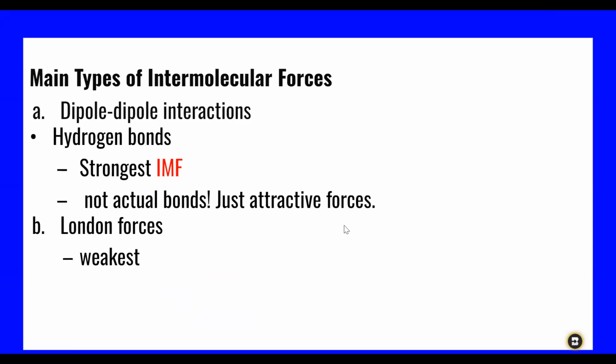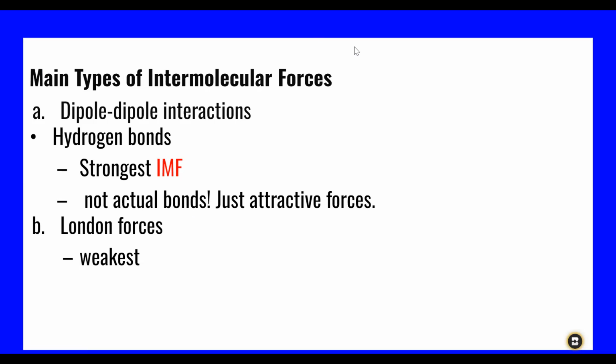So the main types of intermolecular forces: there's one called dipole-dipole interactions, and there's hydrogen bond, which is a special type of dipole-dipole interaction. This hydrogen bond is the strongest intermolecular force. It's not an actual bond, just attractive forces. Then we have London forces, which is the weakest. This London force is in every molecule. Every molecule has London force. I will explain what it is.